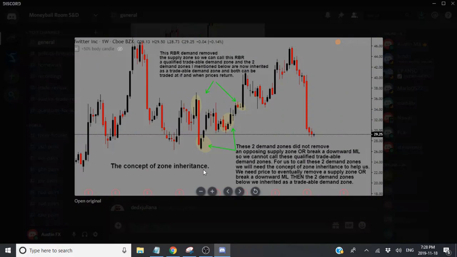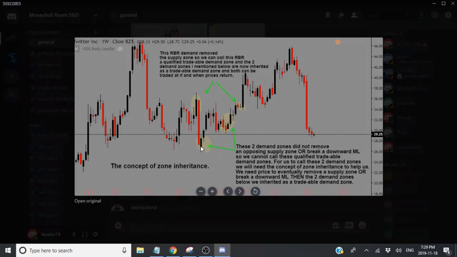This was the concept of zone inheritance. So what the concept of zone inheritance says is this, you guys could pause the video and see this if you really want. The concept of zone inheritance is if a zone doesn't remove an opposing zone or break a downward or upward momentum line, trend line, then we can't call it a tradable zone. But if a zone is created later and that later zone removes an opposing zone, then all the other zones before it will be inherited as a tradable zone.